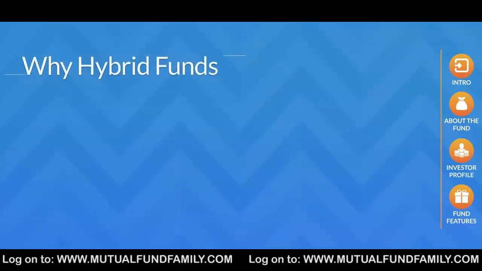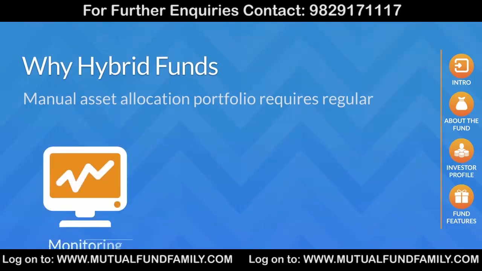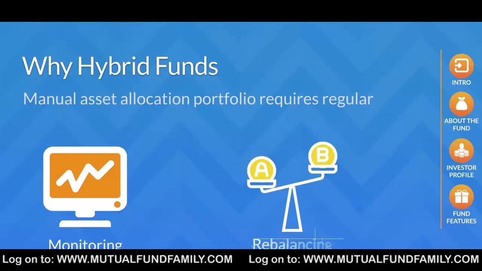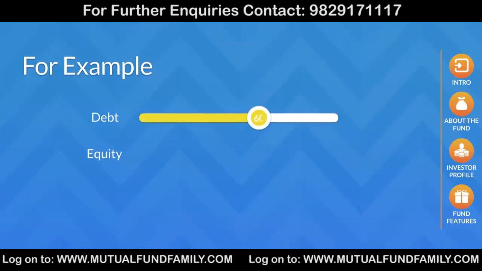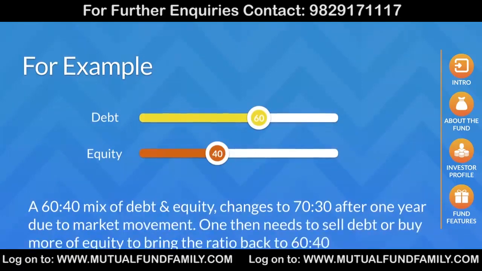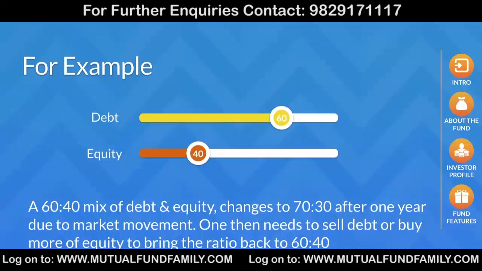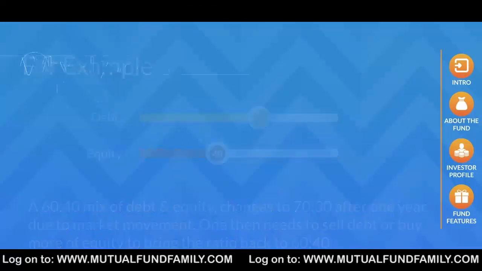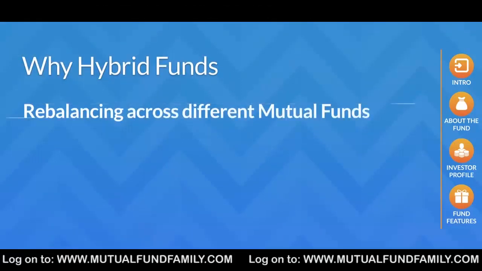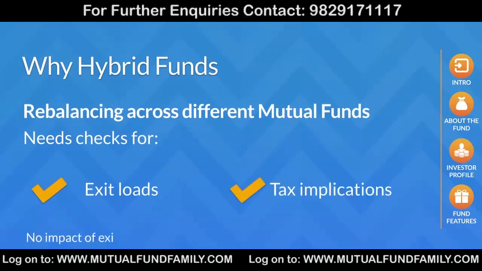One can allocate across equity and debt mutual funds manually, but this requires one to regularly monitor the allocation and rebalance it periodically to the original asset allocation. For example, if the asset allocation was a 60-40 debt-equity mix and it changes to 70-30 after 1 year due to market movement, one needs to sell debt or buy more equity to bring the ratio back to 60-40. This is called rebalancing. While rebalancing across individual mutual funds, it is also important to check for exit loads and tax implications in case of redemptions.